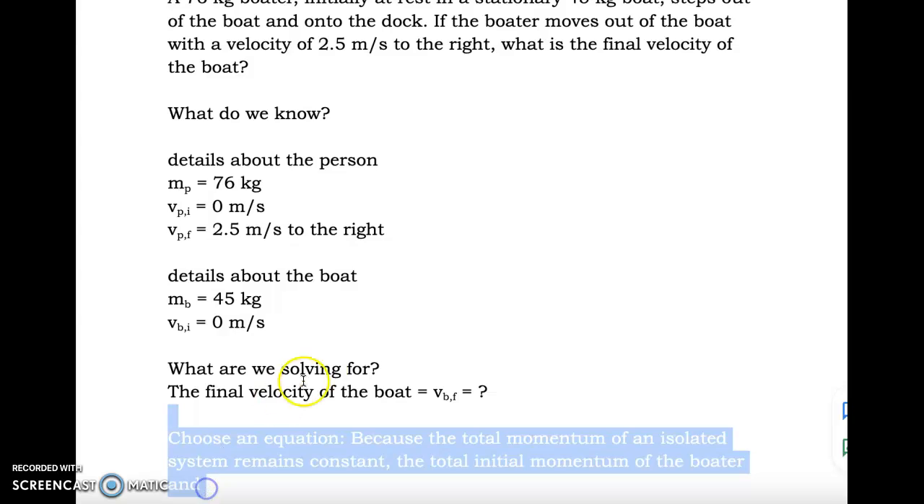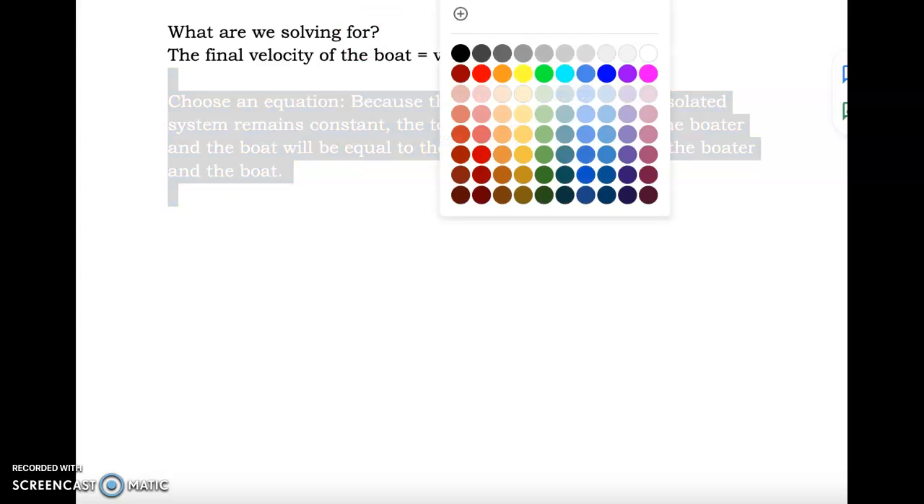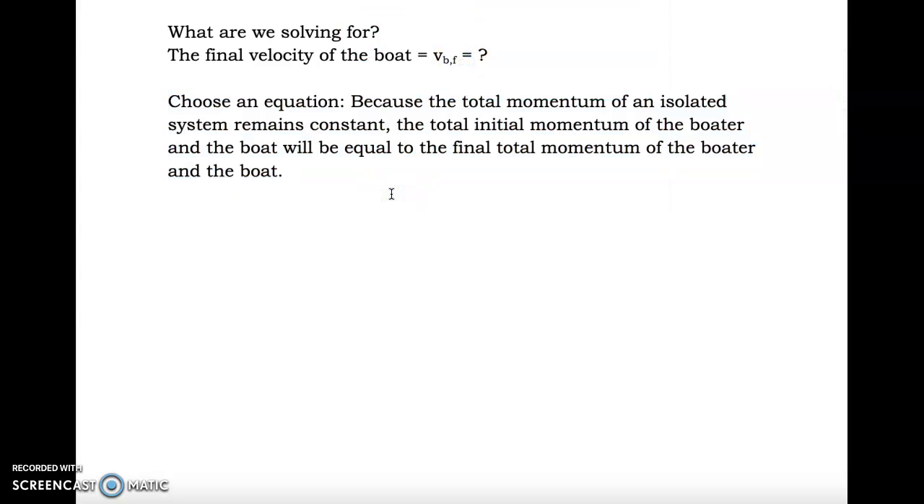To do that, we need to remember that there's an equation that will help us do this. So we're going to choose an equation. Because the total momentum of an isolated system remains constant, the total initial momentum of the boater and the boat will be equal to the final total momentum of the boater and the boat. So that's our clue. That will let us use this conservation of momentum equation. There it is: the momentum of the person at the beginning plus the momentum of the boat at the beginning equals the momentum of the person at the end plus the momentum of the boat at the end.